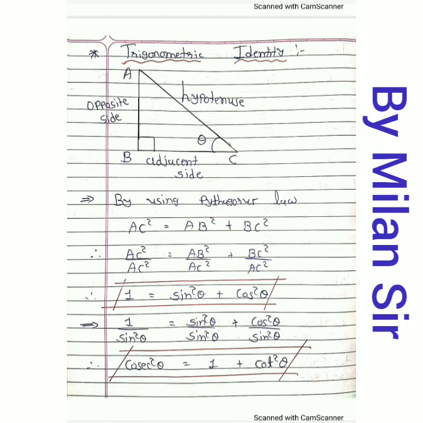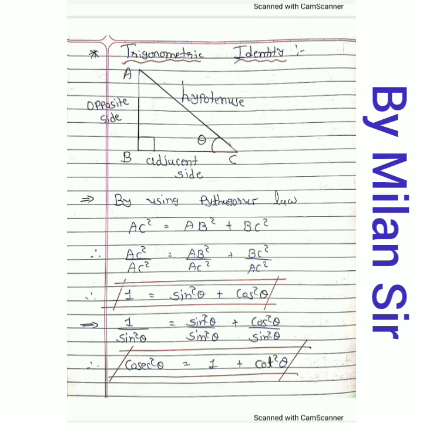Now use the Pythagoras theorem. By using the Pythagoras theorem, we can write AC square is equal to AB square plus BC square. What is the Pythagoras theorem? It is the square of the hypotenuse is equal to the sum of squares of the other two sides. My hypotenuse is AC, so AC square is equal to AB square plus BC square.